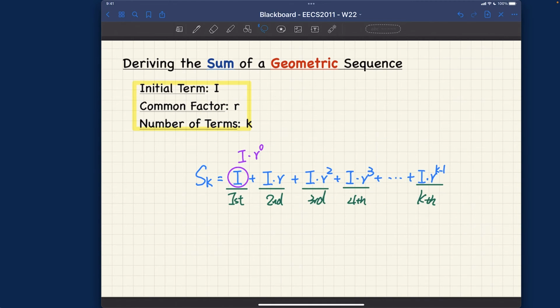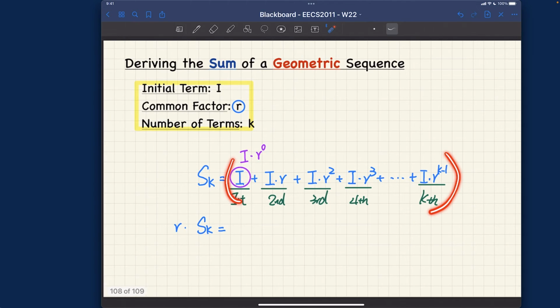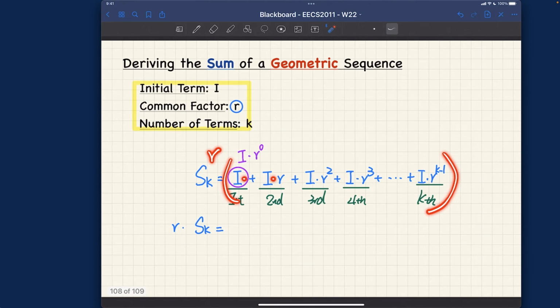And how do we know its sum? It's incredibly simple, but you just have to remember the critical step. The critical step is to multiply the entire series by the constant factor once more. So what would be R multiplied by S_K? That means we're going to multiply the whole thing by R, so every term is going to be multiplied by R.